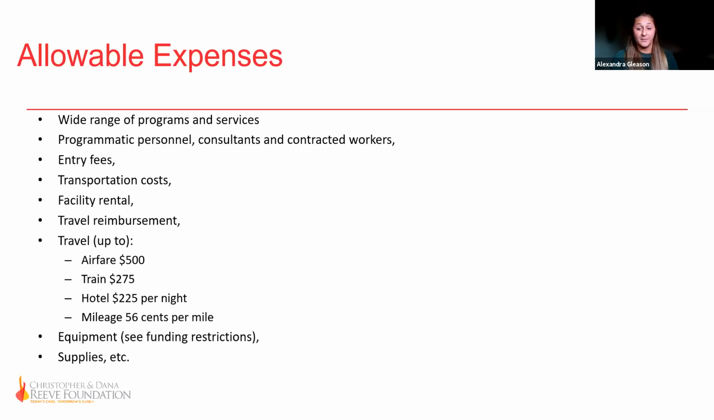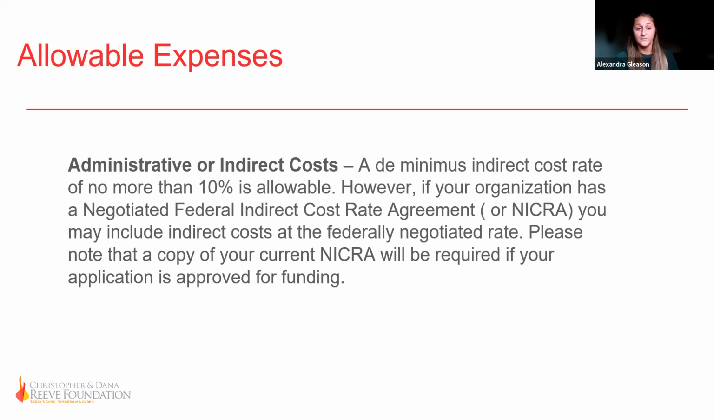For travel, these are the same guidelines that we adhere to in our federal cooperative agreement. So we have airfare at $500, train at $275, hotel at $225 per night, and mileage is reimbursed at 56 cents per mile.